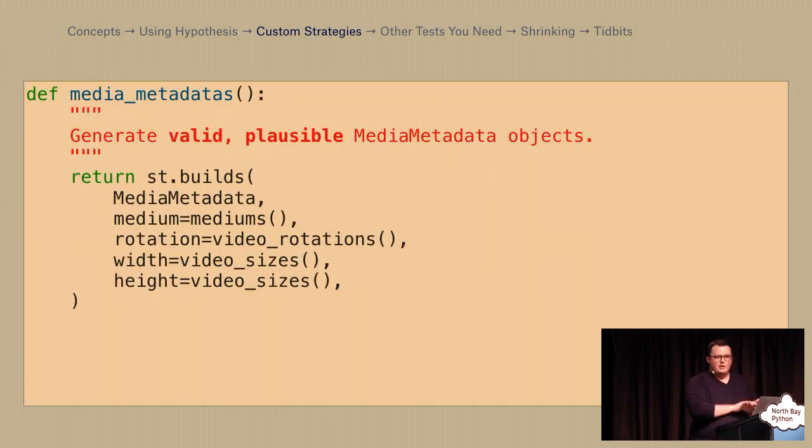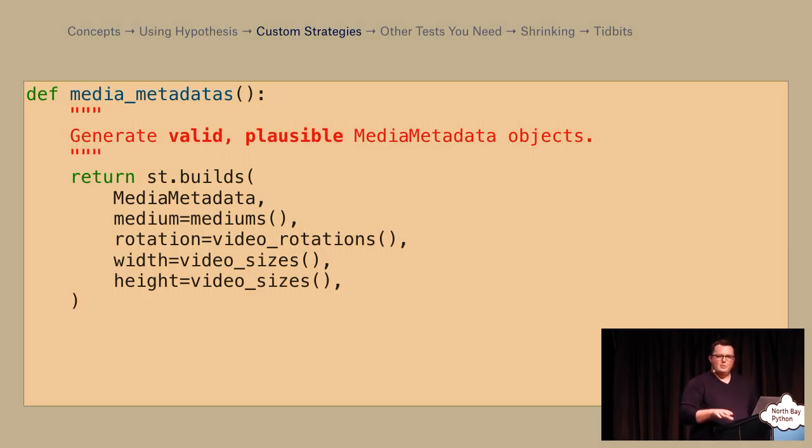So using this strategy, we know that we're going to produce media metadata objects that cause our test to pass because we've been using the same set of potential values that come out of these strategies before. We've just moved the instantiation of this class out of the test. But we're still kind of lying a little bit. The docstring here says that we're generating valid and plausible media metadata objects. However, when we happen to pick audio as the medium, we're still generating a positive width and height, and we have a 75% chance of generating a non-zero rotation for the media metadata.